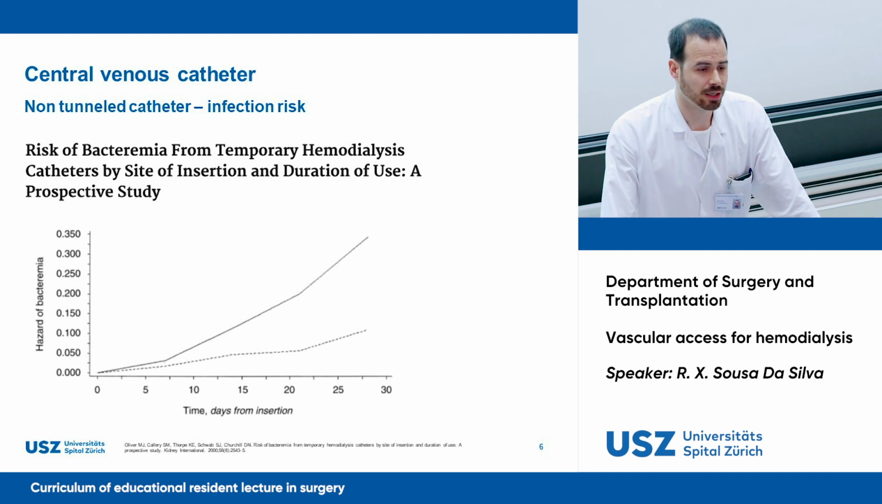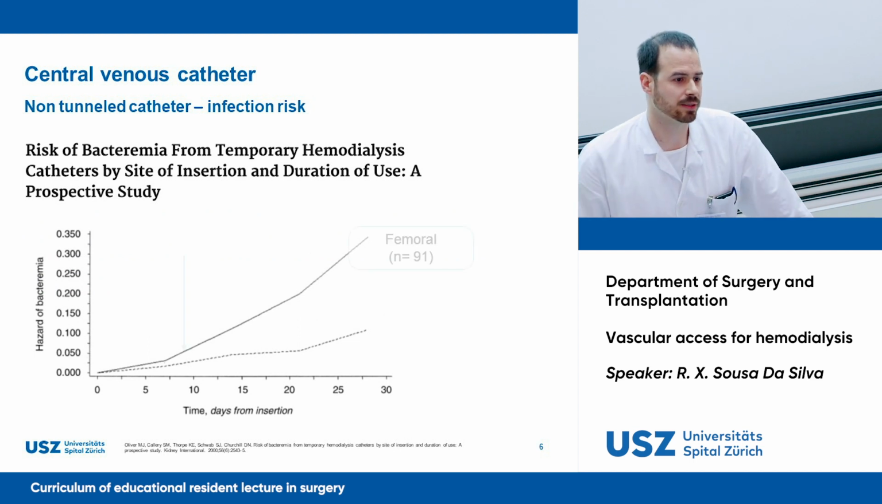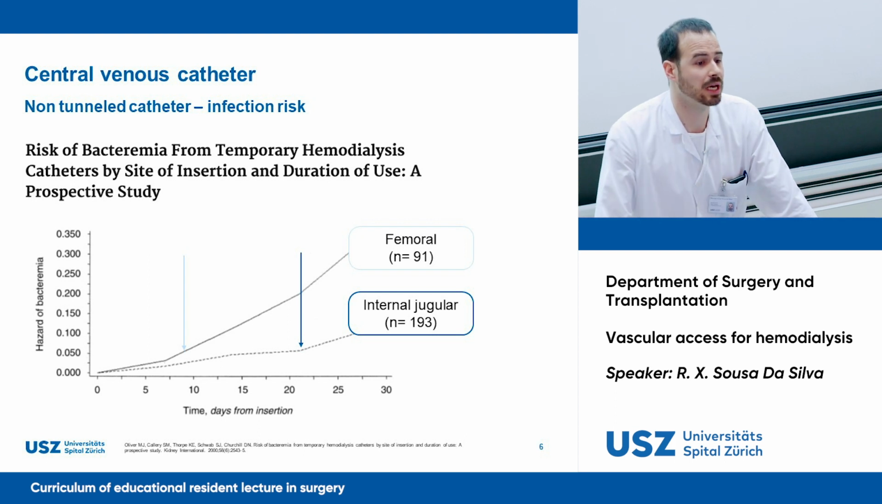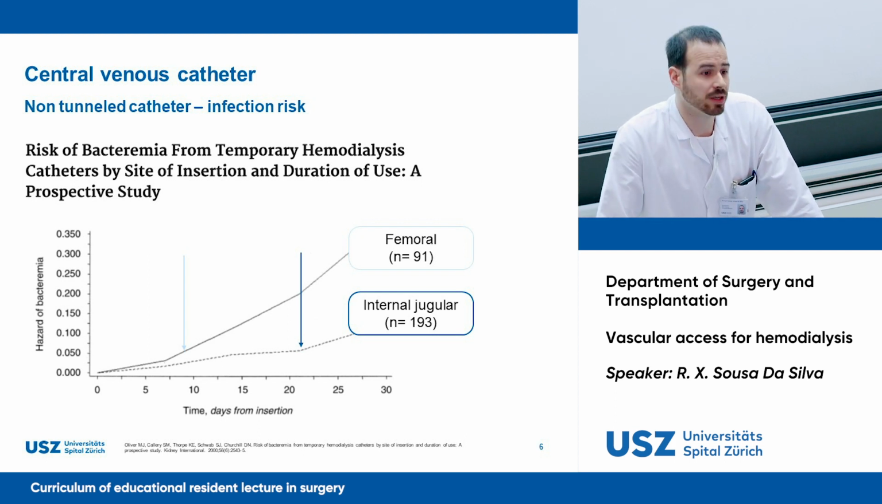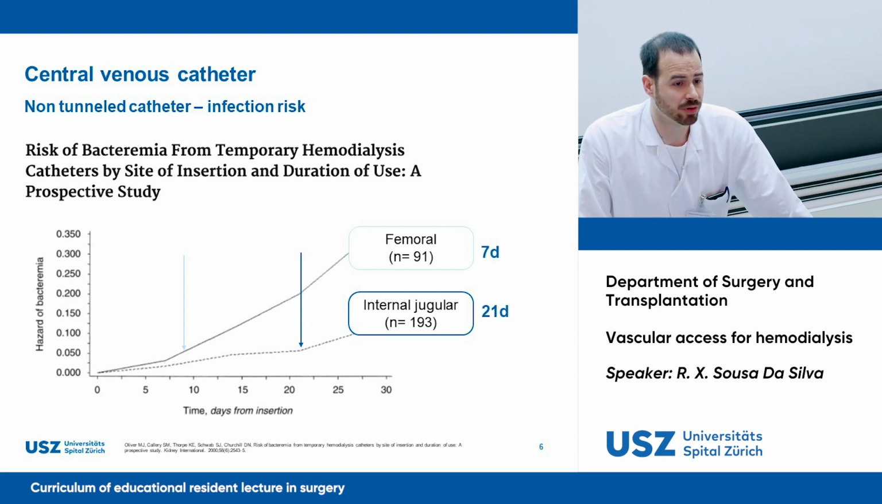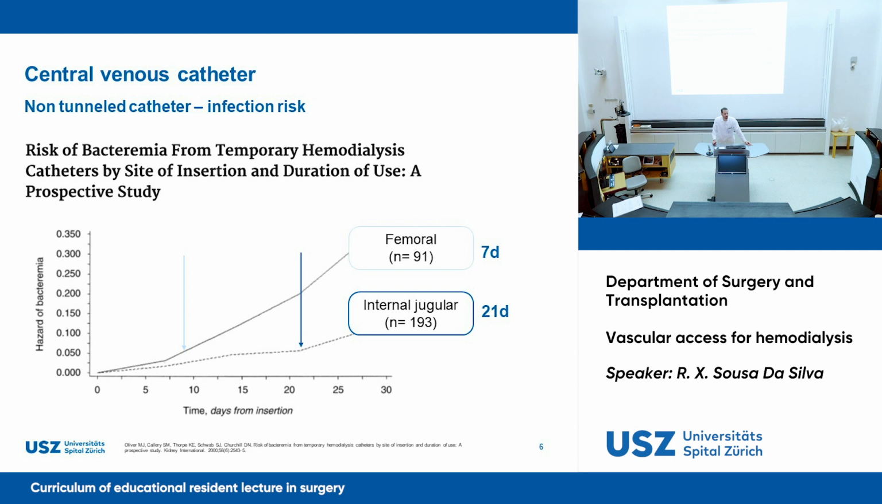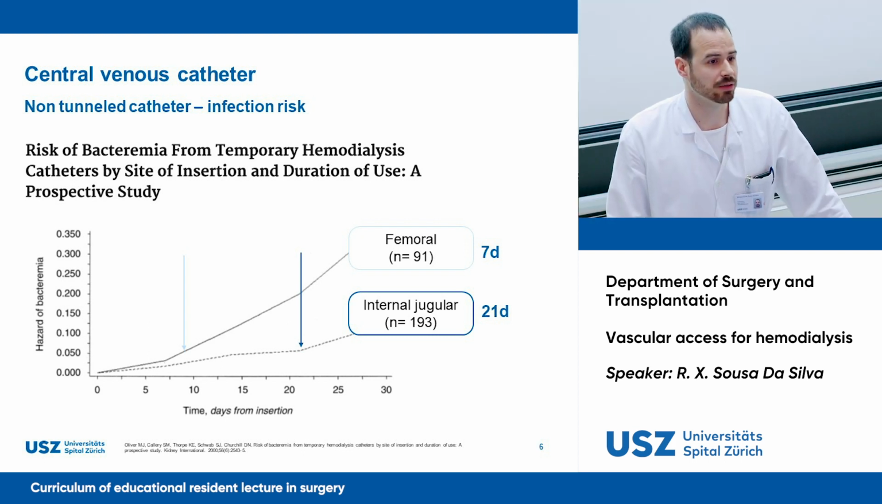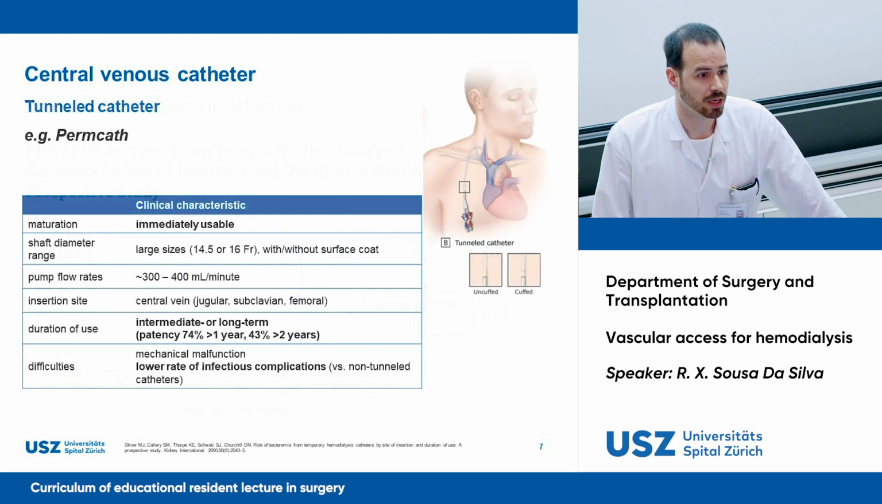So here you see the diagram with the 2 lines. For femoral insertion, you have this, and for internal jugular insertion, you have this. The point of a 5% probability of bacteremia corresponds to 7 days in femoral positioning and 21 days in internal jugular positioning. That's also, more or less, what the guidelines teach us about how long you may leave those catheters.